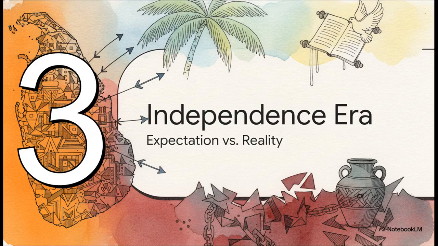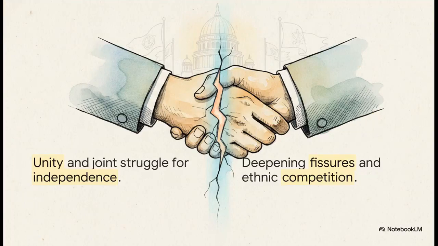Let's move to part 3. The independence era, expectation versus reality. So the British had essentially mashed together these historically disparate groups under one administrative roof and radically altered the demographics. When independence finally loomed, on paper, the expectation was national unity. And actually, for a brief moment, it looks like it might work. In 1919, the Ceylon National Congress was formed, and it successfully united Sinhala and Tamil organizations to struggle together for independence.